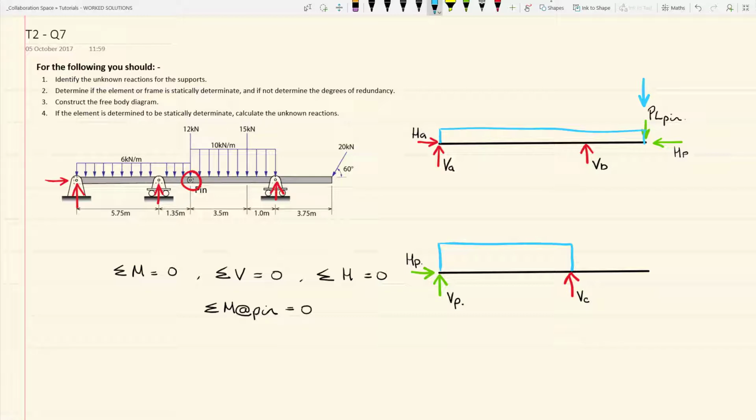Additionally, we have a point load part way down the length of part B, and we have the inclined point load to the end of the cantilever. The last part of the free body diagrams is to indicate the dimensions and the magnitude of the loads.